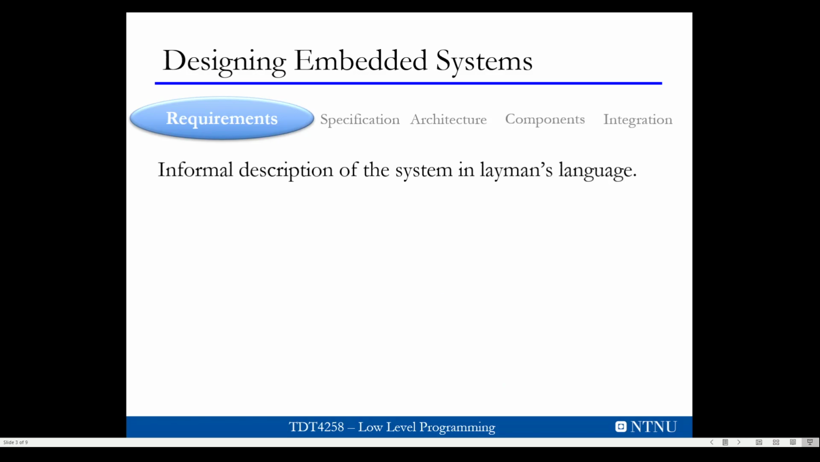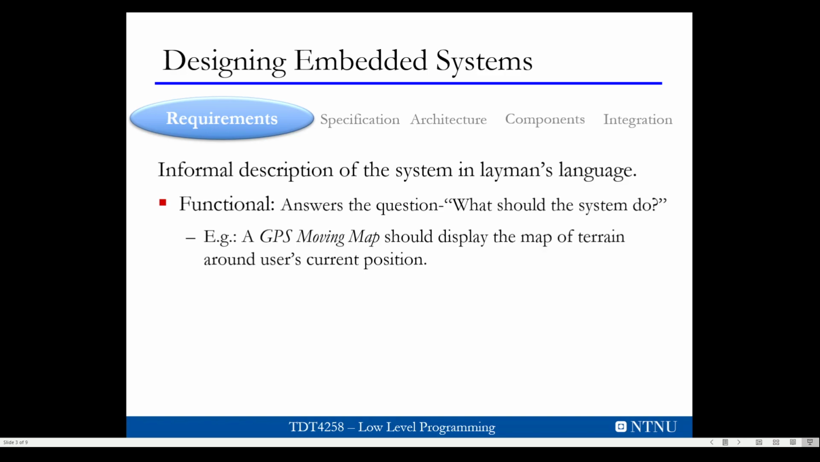Okay, so now let's discuss each of these steps in more detail. Let's start with requirements. So as we know, requirements are just an informal description of the system in layman's language. Now the requirements can be functional or non-functional. The functional requirement tells us what the system is really supposed to do. Let's take an example, a GPS moving map. A functional requirement of a GPS moving map can be that it should display a map of the terrain around the user's current position. So in a nutshell, it just tells what the system is supposed to do.